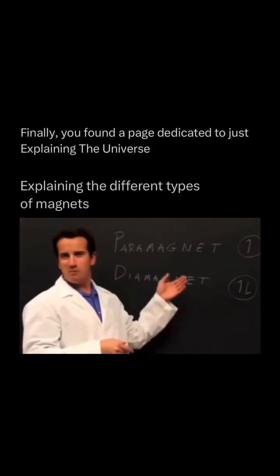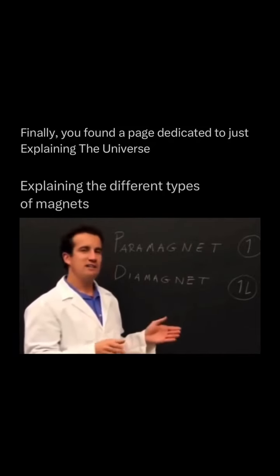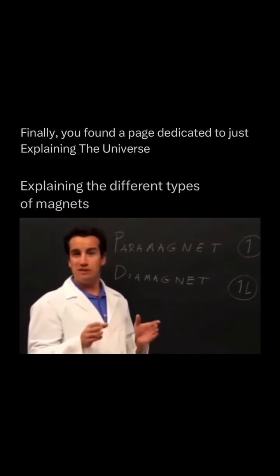In conclusion, when something is a paramagnet or a diamagnet, it tells you what its electrons are doing. In the case of a paramagnet, it has at least one unpaired electron. In the case of a diamagnet, it has mostly paired electrons.